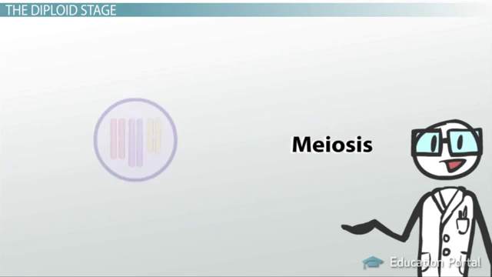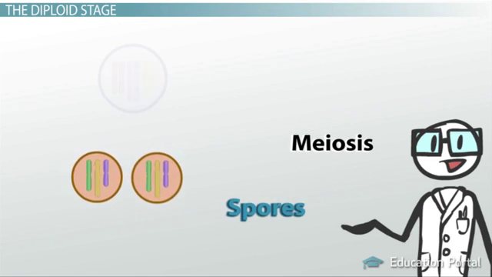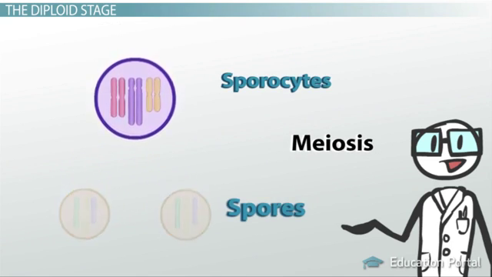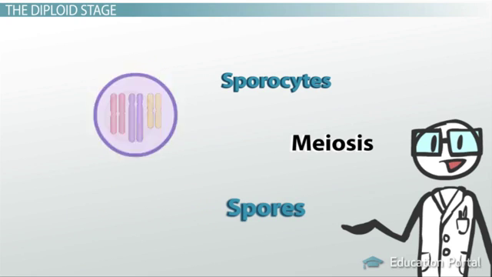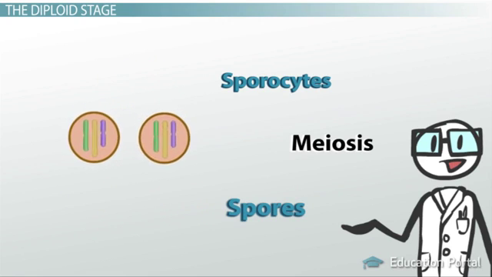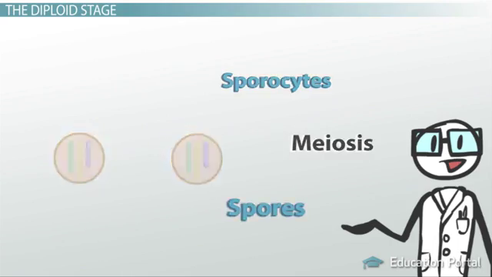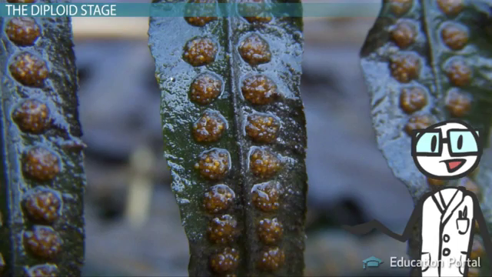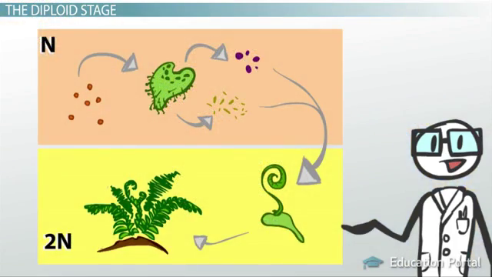Within each sporangium are cells that actually go through division to become spores. These sporocytes are diploid cells that undergo meiosis to produce haploid spores. These spores are microscopic, meaning they are very small. While you can see the groups of sporangia on the underside of fern leaves, you cannot see the spores without the aid of a microscope. Once released, these spores will then start the haploid stage of the life cycle.